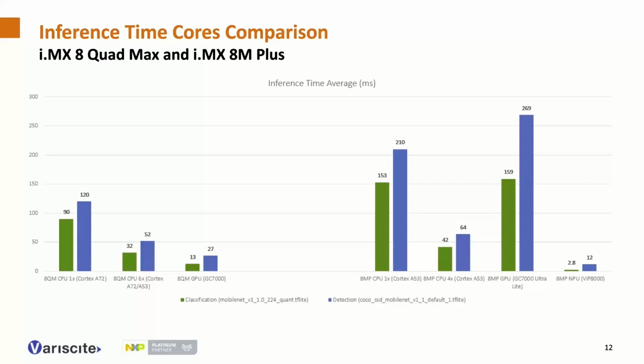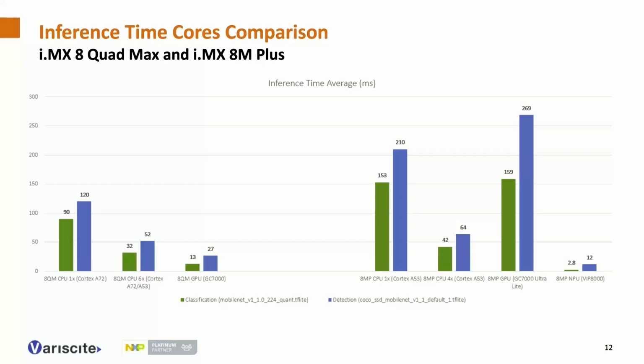We can see on the i.MX 8 just one A72 core, and also all the cores, and also the GPU. And on the right side, we have one core for the 8M Plus, which is the A53. We have all cores, the 4 cores of the A53 on the 8M Plus as well. We have the GPU on the 8M Plus, and we have the NPU. The NPU can run the classification model in less than 3 milliseconds, and the detection one in less than 12 milliseconds, which is very good, which can help us to have way more FPS in a video, for instance.